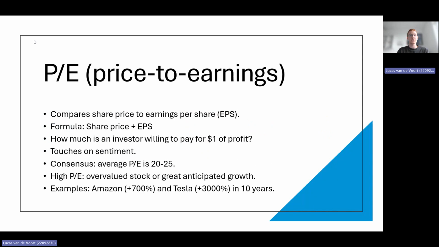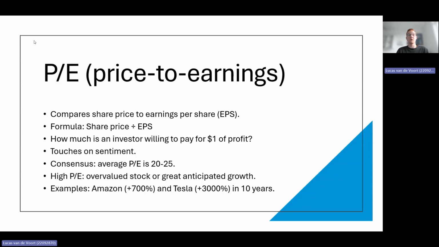That's the PE ratio, or the price to earnings ratio. And this is a ratio that compares a company's share price to its earnings per share. So it divides the share price by the earnings per share. So essentially, it measures how much investors are willing to pay for $1 of profit. And this is also quite useful in assessing sentiment because if people are willing to pay a lot for a dollar of profit, there's probably quite a lot of hype around the stock. But is that justifiable? Well, that depends on many things.